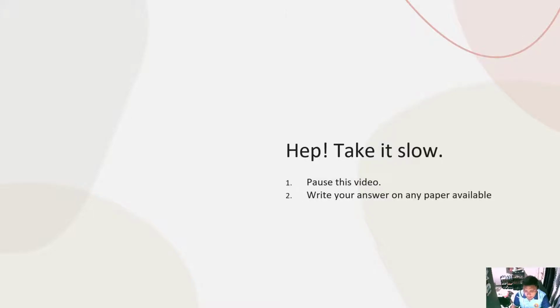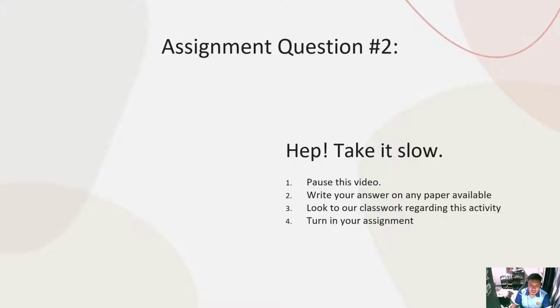Okay, so right now we take it slow. Another assignment and attendance for this video: pause this video, and write your answer on any paper available in your home. Then look for our classroom regarding this activity after watching this video, and turn in your assignment. So this is assignment question number 2.